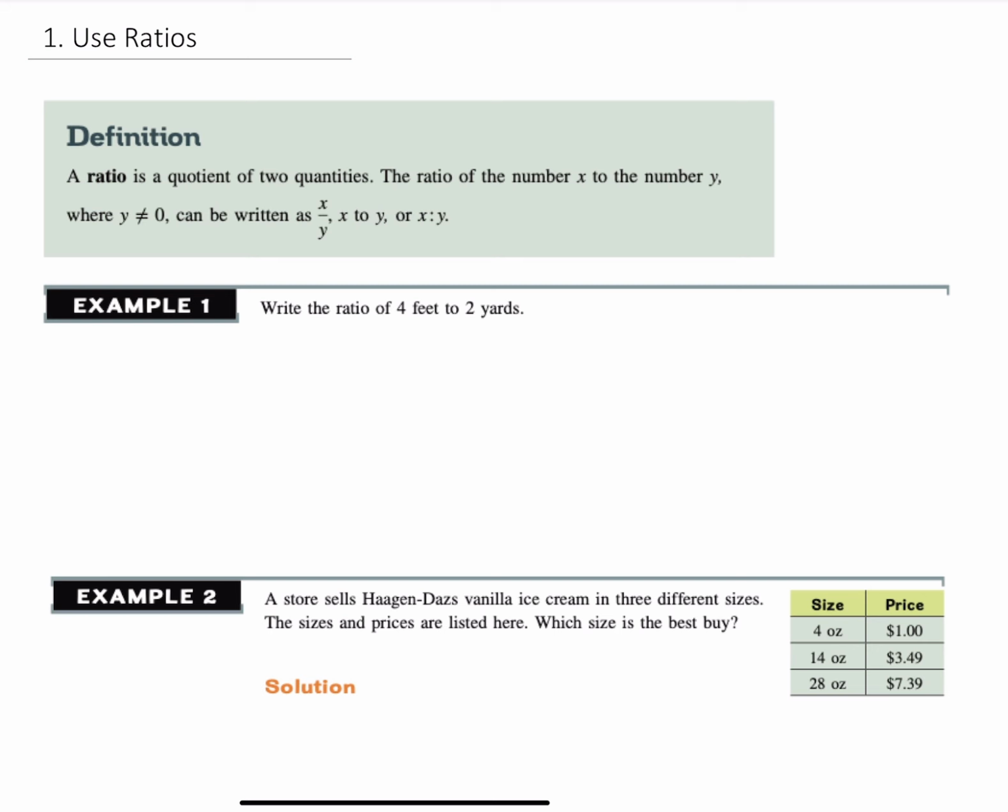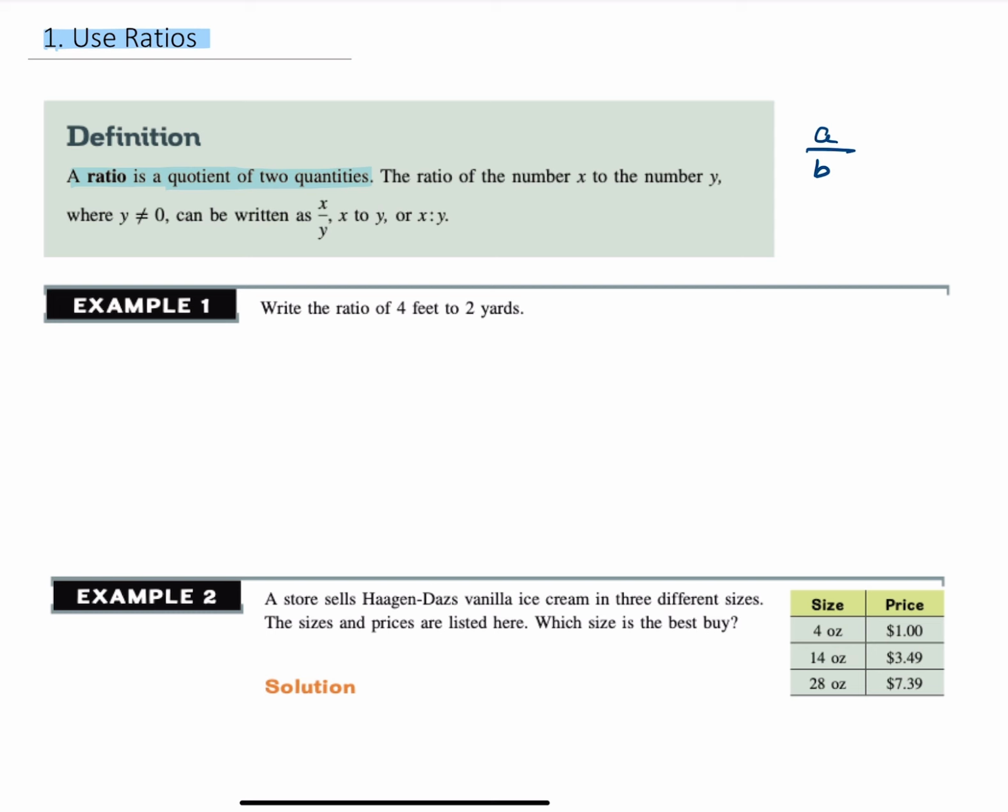So the first section is on using ratios. And they define a ratio as a quotient of two quantities. Oftentimes you can view a fraction as a ratio, something divided by the other thing. And there's two ways we can write it.